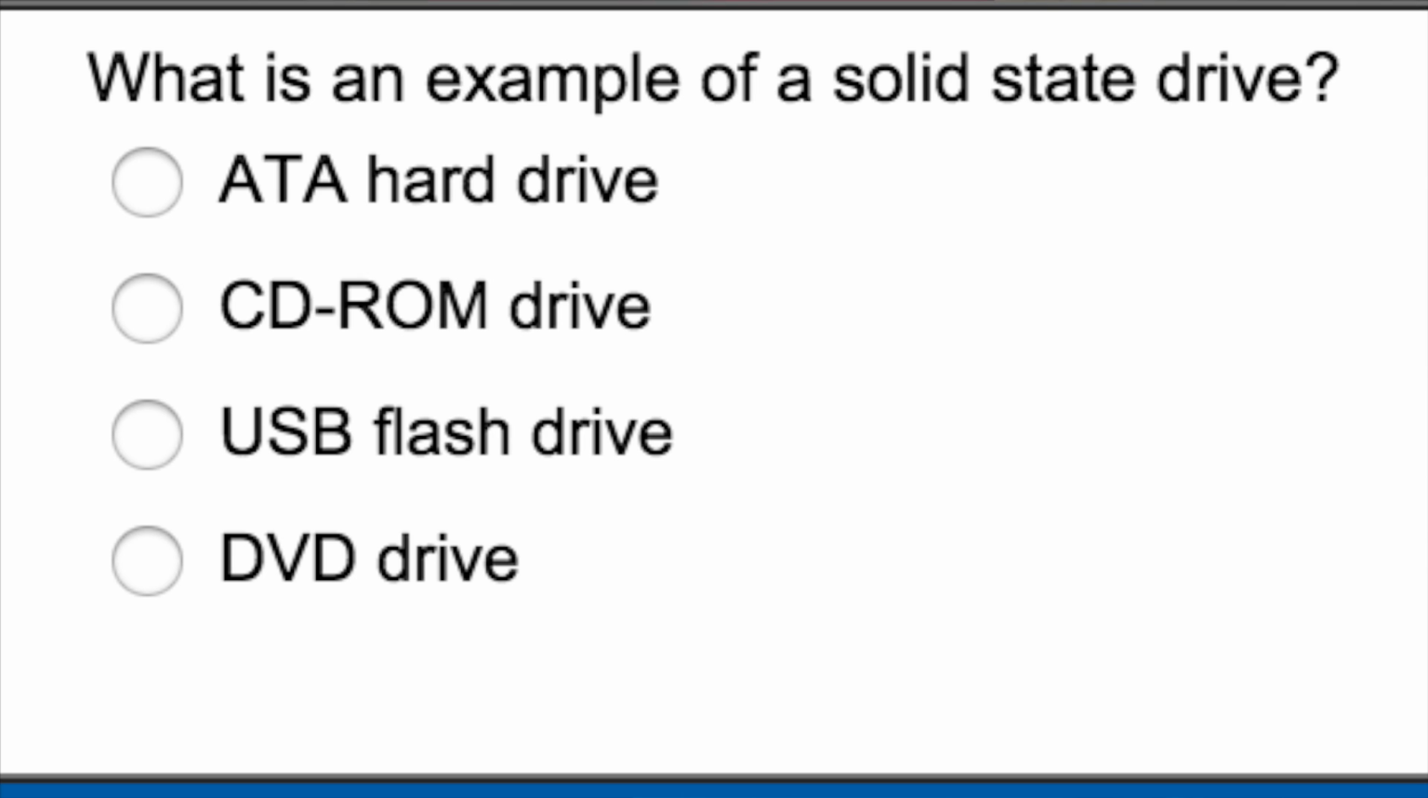Well, the answer there is obviously a USB flash drive, because it's physical memory. It's not a rotating disk, it's not anything that has to move. A USB flash drive is generally an example of a solid state drive. They do not have moving parts, they're not magnetic, and they're not optical, they are just a physical drive. And obviously an ATA drive is magnetic, so that rules it out immediately.